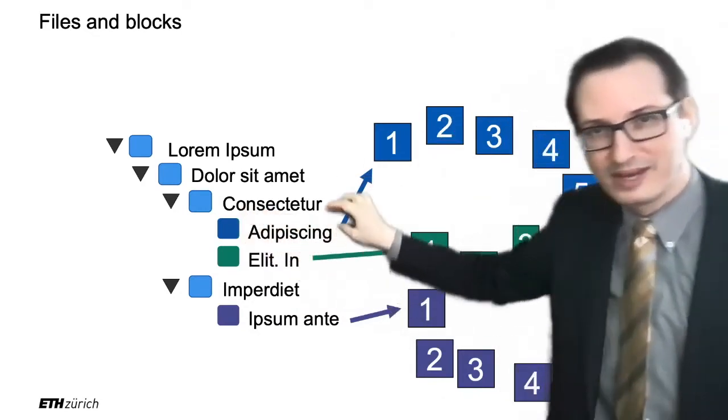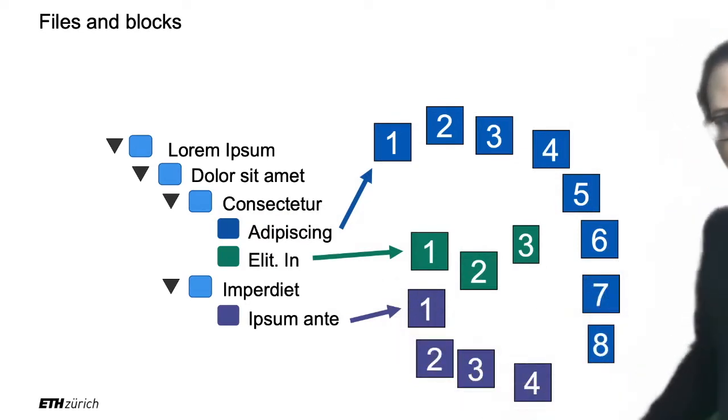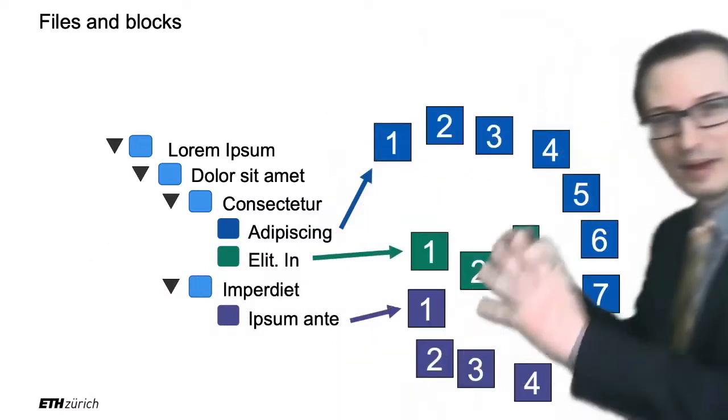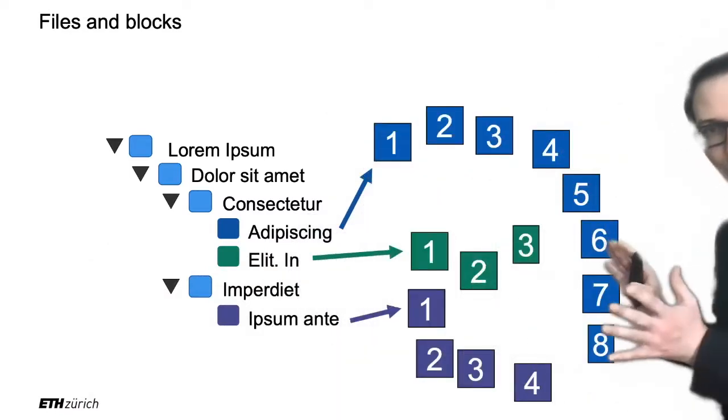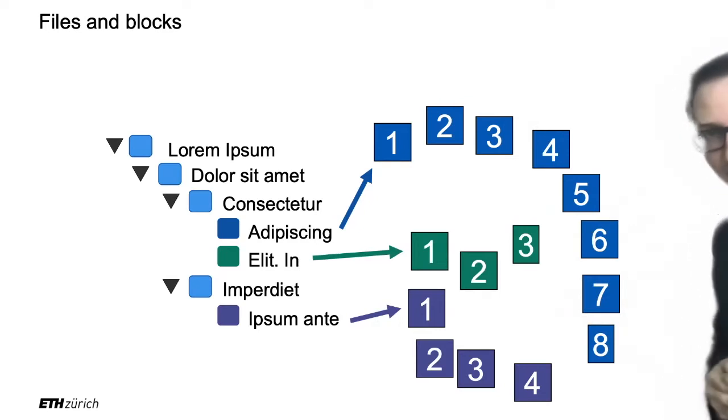So maybe this file right there has 5 blocks. This file has 3 blocks. And this one has 4 blocks, right? This is the logical level. I didn't say how it's physically implemented, but this is how it works. So you see, hopefully now, the contrast with S3, how it's different from S3.